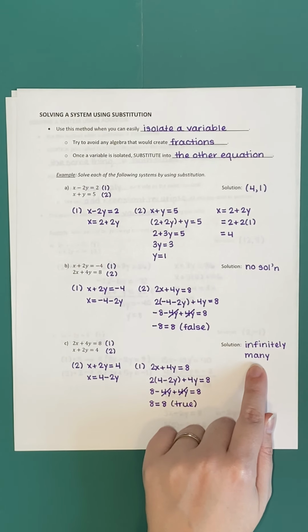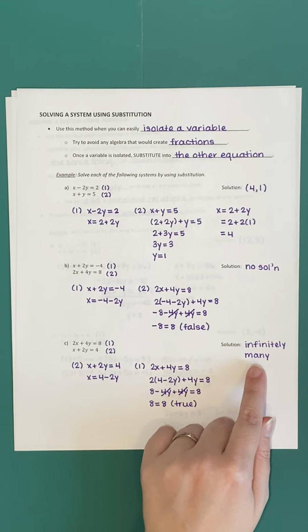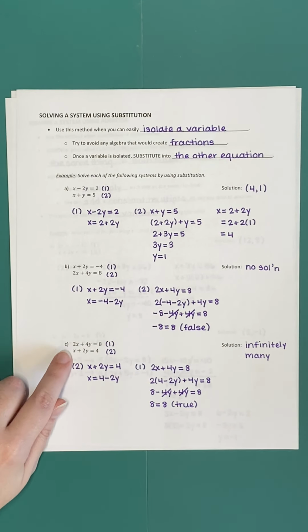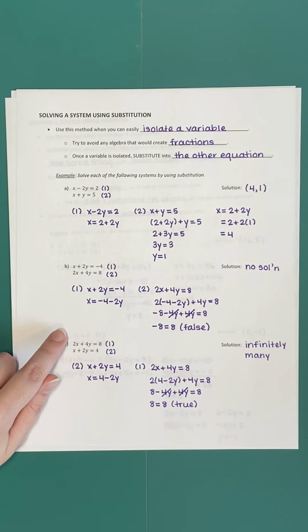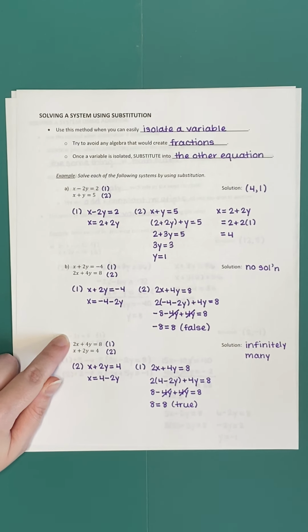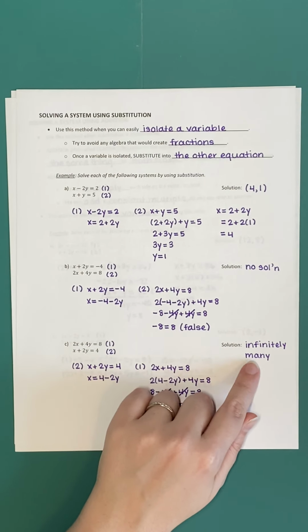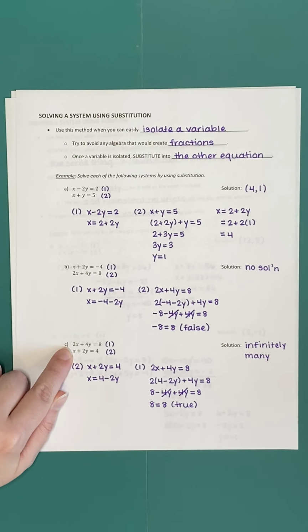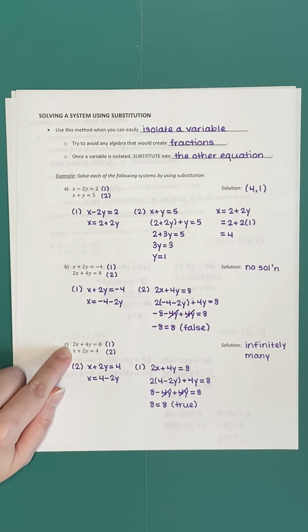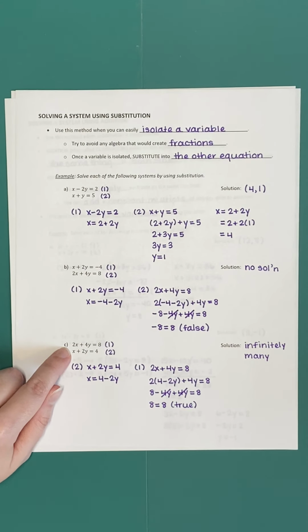Now again, do not write all real numbers because that's not the solution. Our solutions represent ordered pairs. So any ordered pair that works for one equation also works for the other. Well, there are infinitely many ordered pairs that work for any individual equation because if we were to graph them, we have a line that's got infinitely many ordered pairs on it. So the infinitely many just means any ordered pair that works for one equation works for the other. So that whole set of ordered pairs represents all the possible solutions to our system.